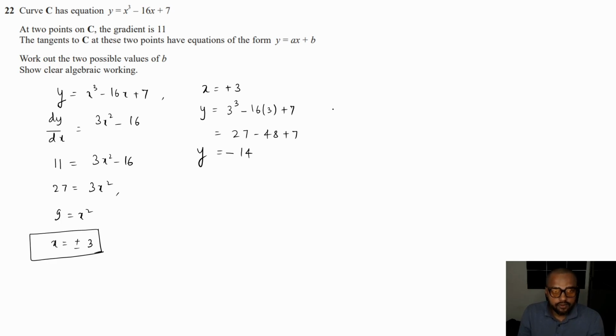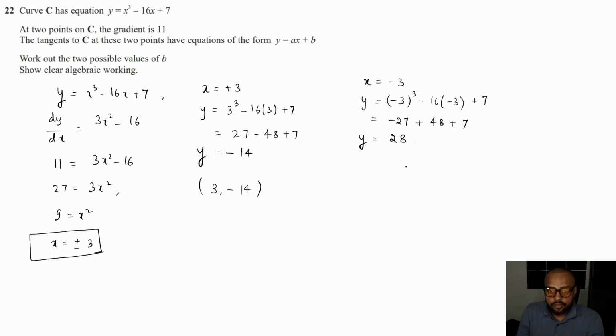And if we plug in x = −3, we get y = (−3)³ − 16(−3) + 7. So it will be −27 + 48 + 7, which equals 28. So what are the two points possible, students? If I see the coordinates here, they are (3, −14) and (−3, 28).